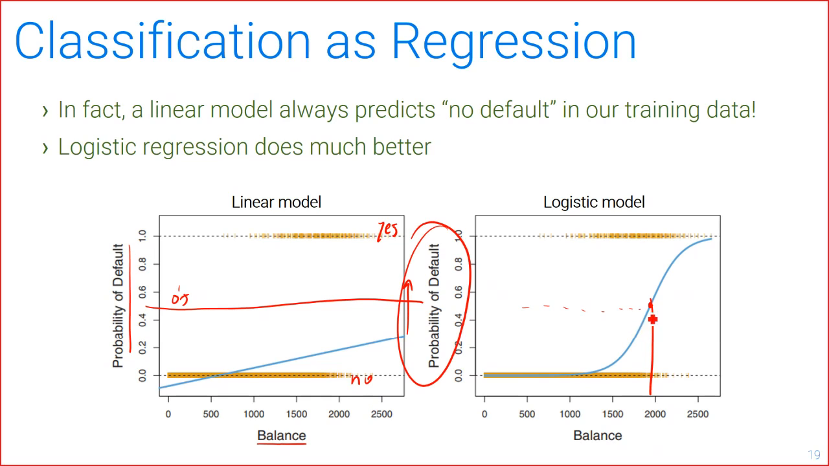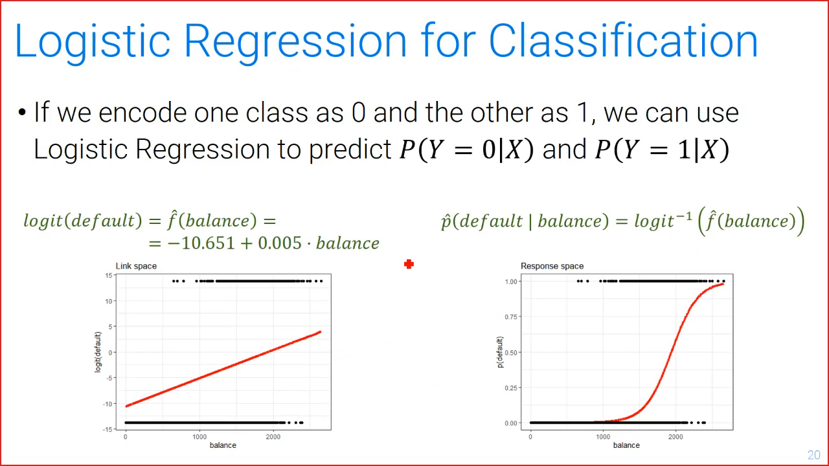And again, the threshold is completely arbitrary. I could choose 0.5, or I could choose something here or something there. It's just a matter of how well the model performs. So if we encode one class as a 0 and the other one as a 1, we just use logistic regression to predict the probability of each of the classes.